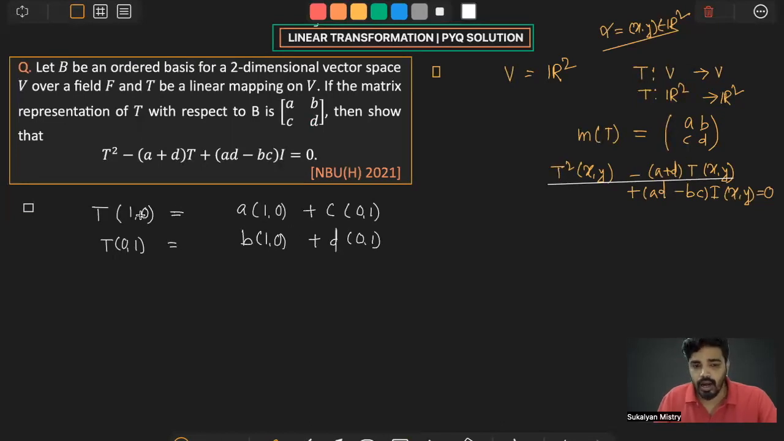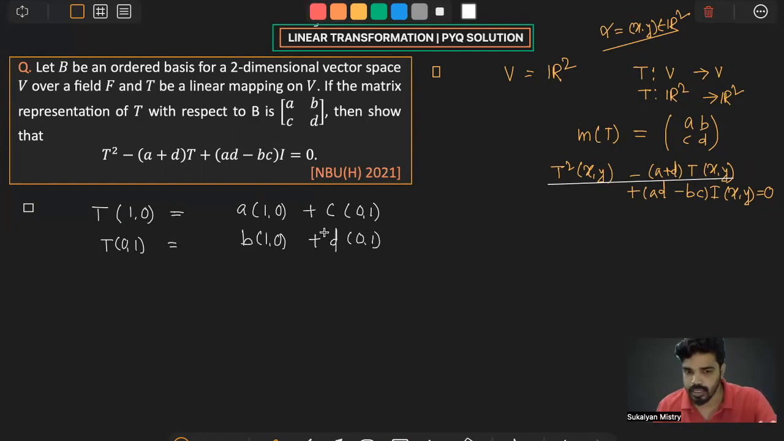Right, because if the transformation is given in this form, then what will the matrix representation be? The matrix representation is A, B. The first column becomes the first row, and this column will be the second row. So the matrix representation is given. So T of 1, 0 will be A into 1, 0 plus C into 0, 1, and T of 0, 1 will be B into 1, 0 plus D into 0, 1.